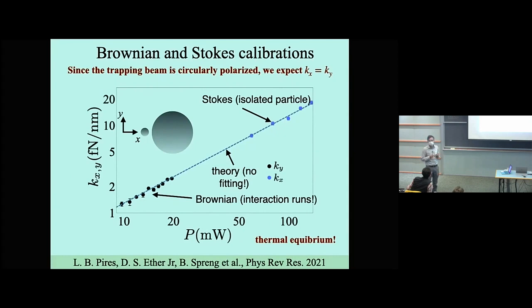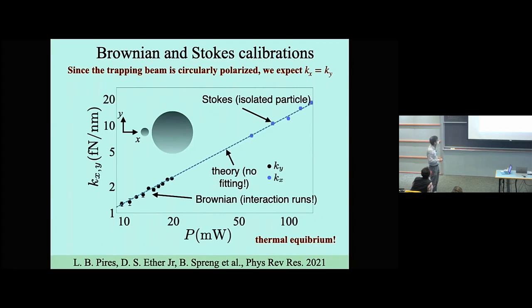Since we use a circularly polarized trapping beam, we expect that the optical Kx and Ky are the same. So these fluctuations along Y are a control for us to see that we have zero, right? And indeed, that's what we have. It's very important then to use this configuration and to measure the fluctuations along Y as well, right? And these are these black points here.